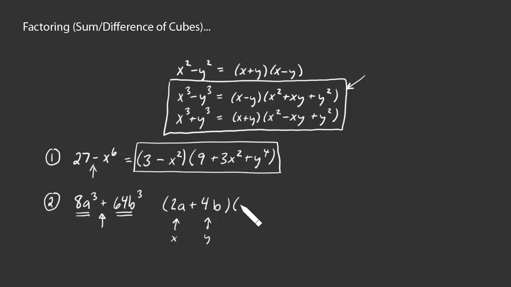And over here, x squared. Let's see, x was this. So squaring that, we'd have 4a squared. Minus the product of x and y. So minus the product of those two things. So minus 8ab. And last but not least, plus y squared. That's this plus 4b squared, which would be plus 16b squared. Okay, so I now have a factorization of 8a cubed plus 64b cubed.